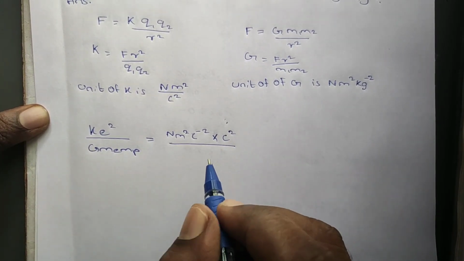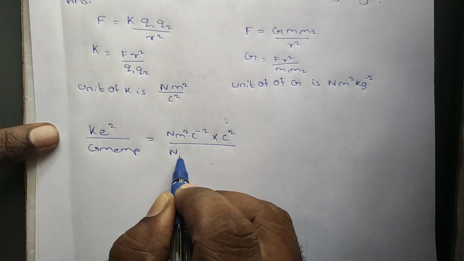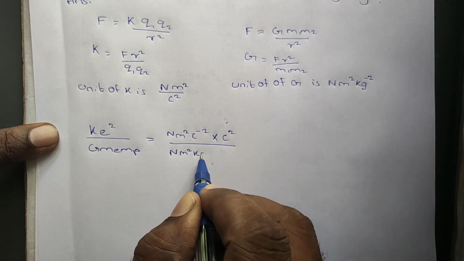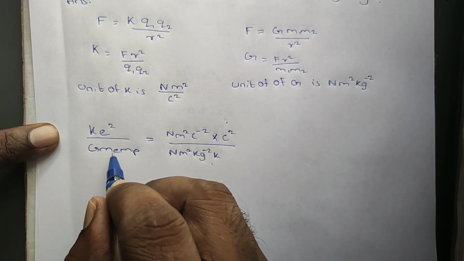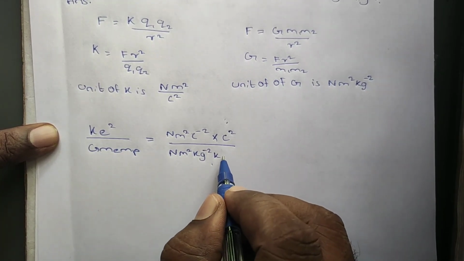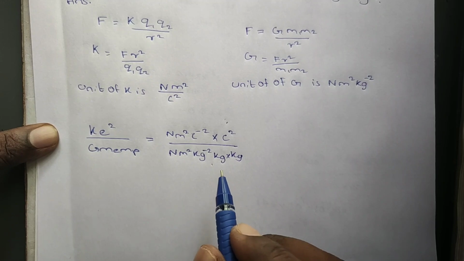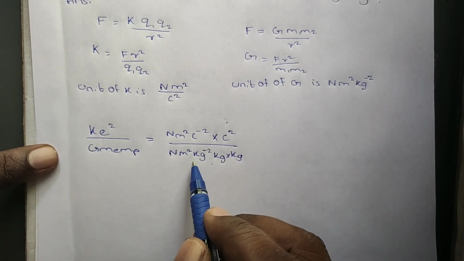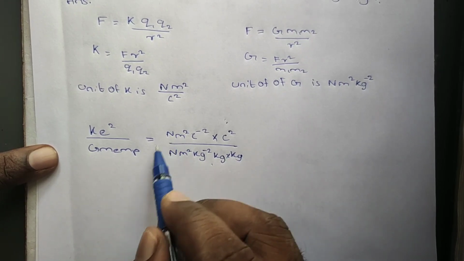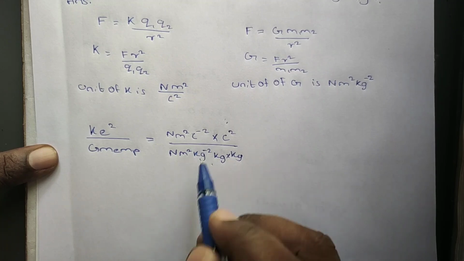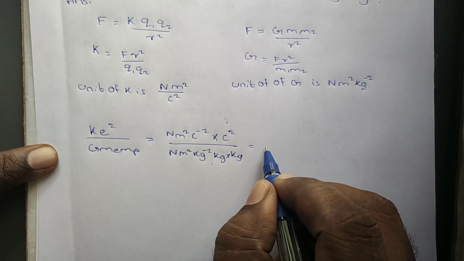divided by G. What is G? G is the universal gravitational constant. Its unit is Newton meter square into kilogram power minus 2. What is the unit of Me? Me is the mass of the electron and Mp is the mass of the proton, so kilogram into kilogram. Okay, so what can we cancel? This kilogram power minus 2 and these two kilograms we can cancel. Newton and Newton we can cancel. Meter square we can cancel. So this has no unit. So what about the dimension?